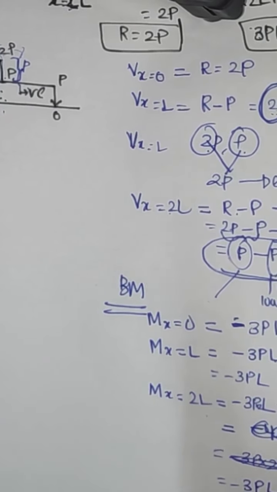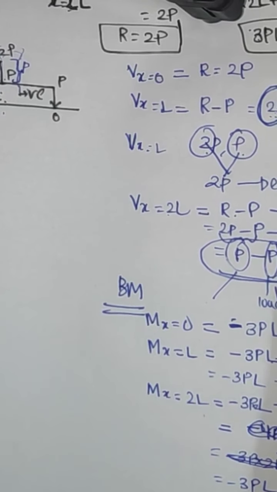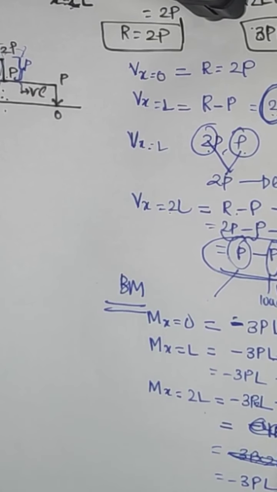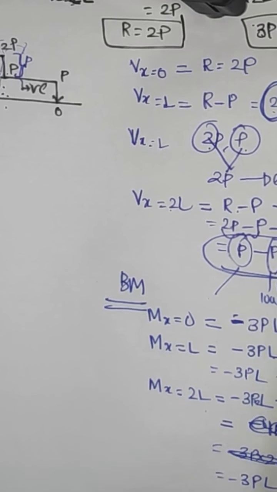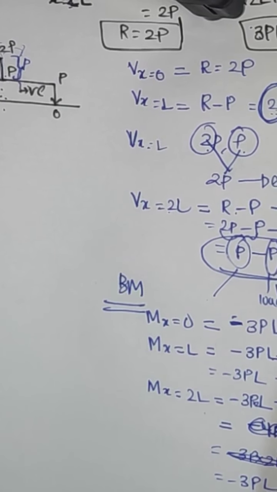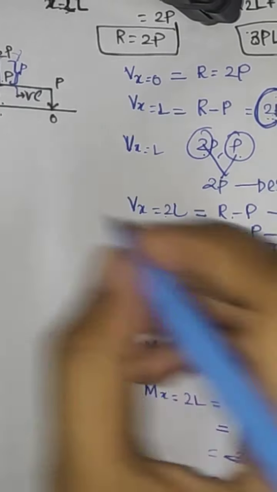Note that for the shear force, if there is a vertical strip like this, then there should be a concentrated load. But for the bending moment diagram, if there is a vertical strip like this, a concentrated point couple should be acting there. So let's see how to draw the shear and bending moment diagram.